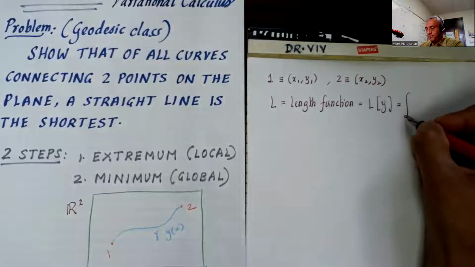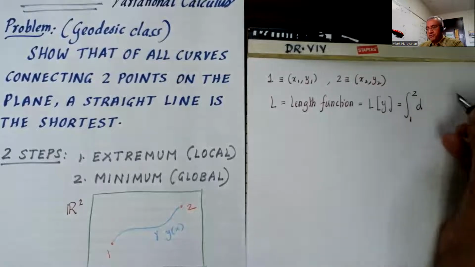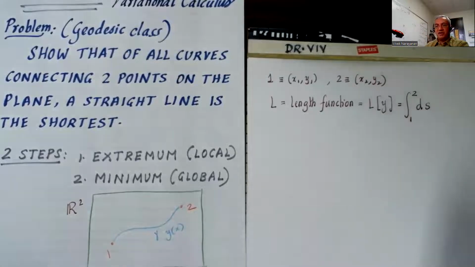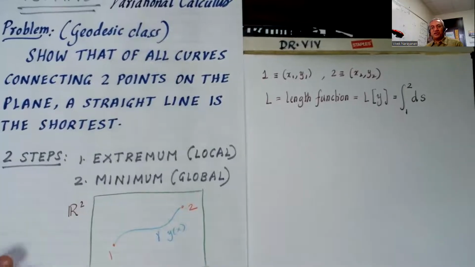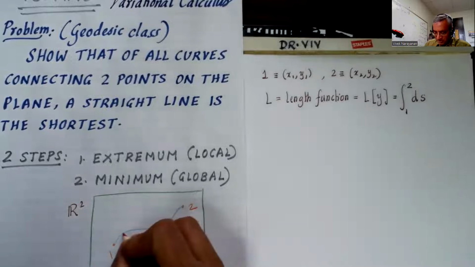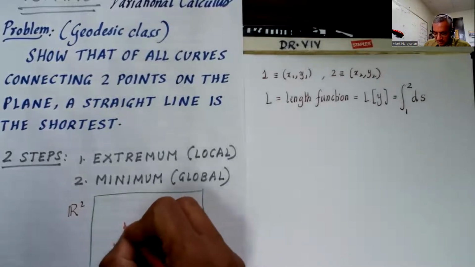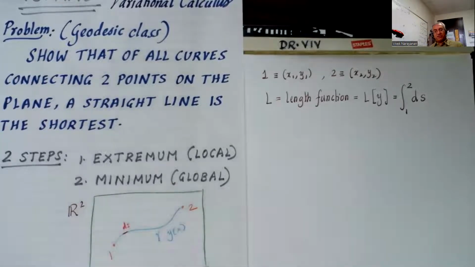And that's going to be the integral from 1 to 2 of ds, the arc length. So if you take a small portion of this curve here, the length of that portion is ds. Now you're going to sum that up over the entire curve and get your arc length, or the length of the curve, which is a function of the curve that you choose. So you write it as L square brackets y.